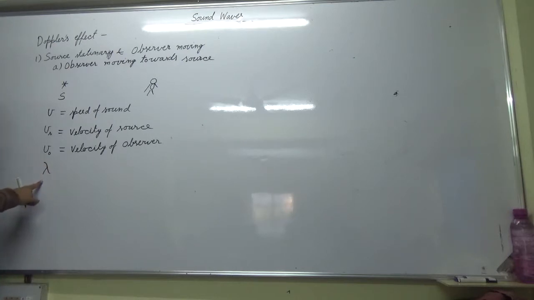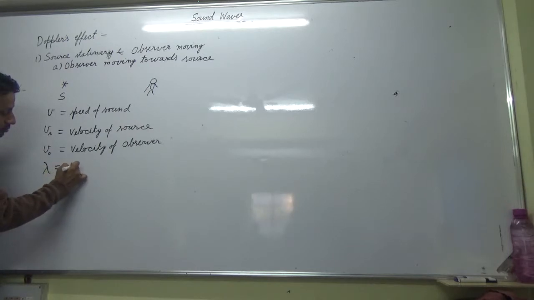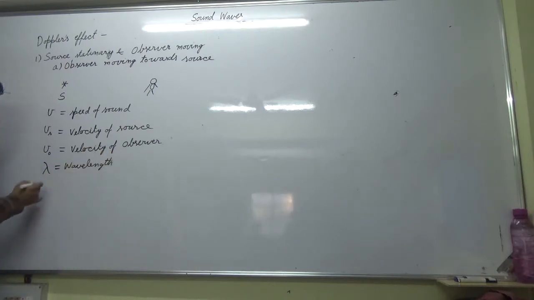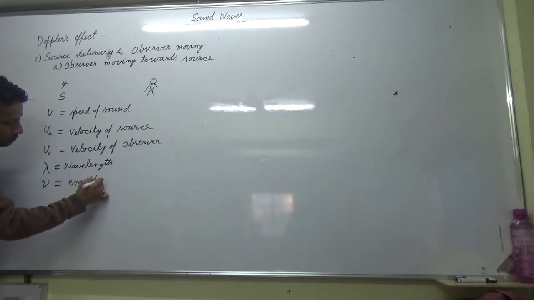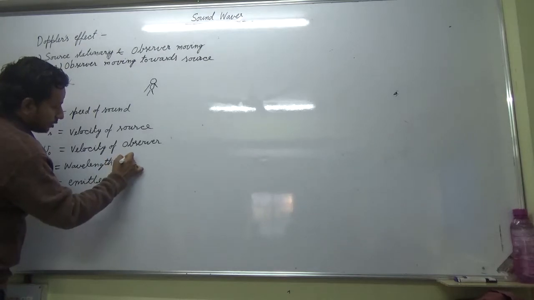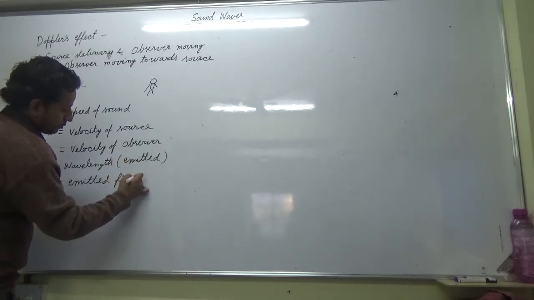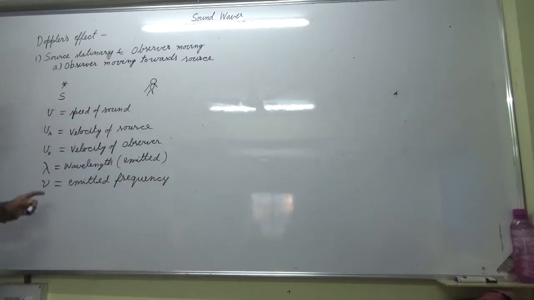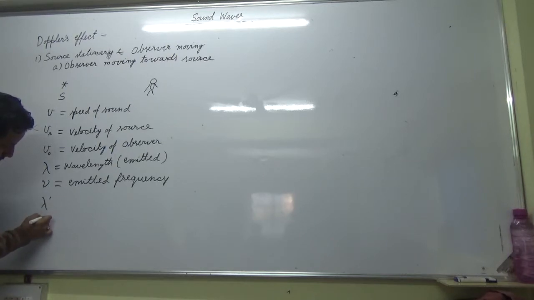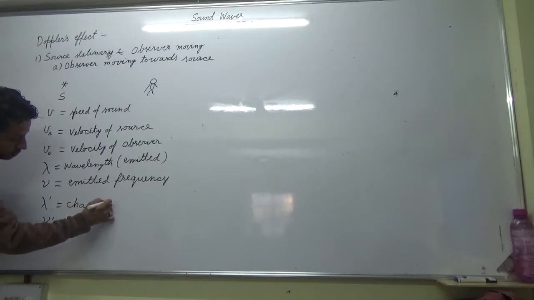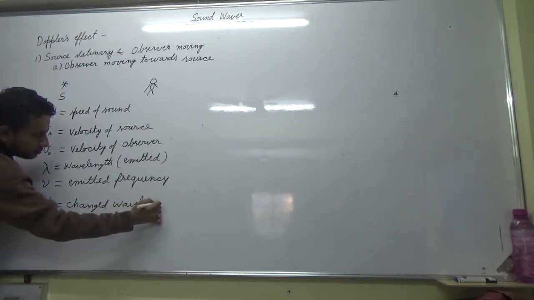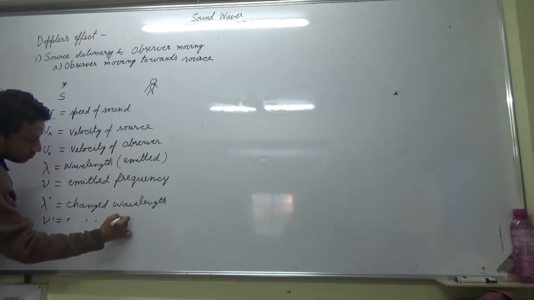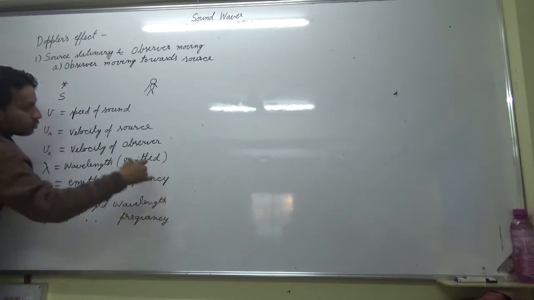Then this is the wavelength, emitted wavelength, lambda. If the wavelength changes, then we will note it with a dash. This is the emitted frequency, nu. If we consider the changed one, then we will use the dash symbol: changed wavelength and changed frequency. So these are the notations we are going to use.